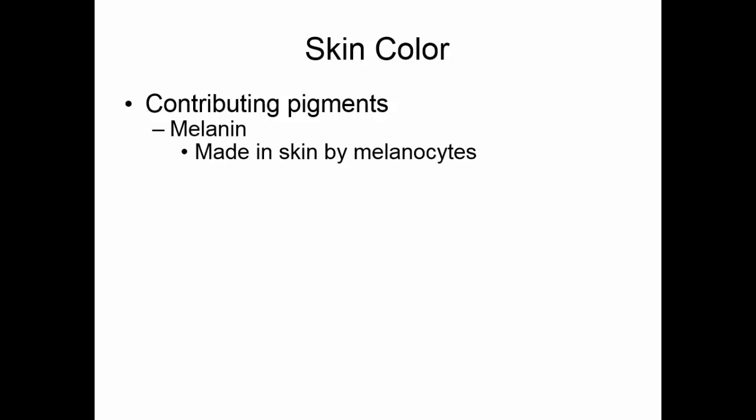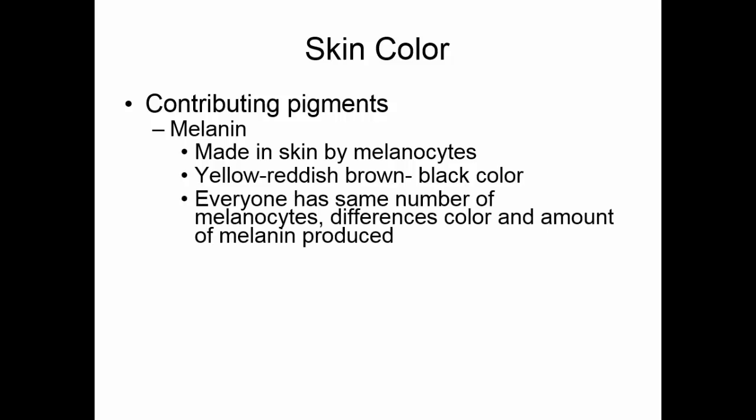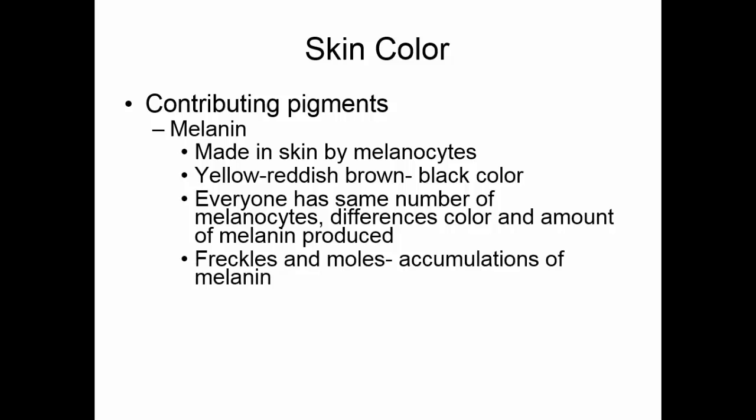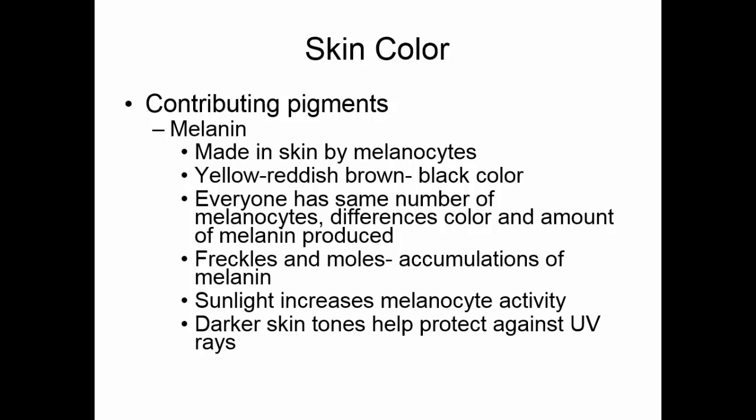There's a wide variety of skin color, and several things contribute to skin color. Melanin is made in the skin by the melanocytes. It runs from a yellow reddish brown to a black in color. Everyone has the same number of melanocytes, but there's differences in the color of the pigment they produce and the amount of melanin they produce, which is why we have so many shades of skin. Freckles and moles are simply areas where there's accumulations of melanin. Sunlight will increase melanocyte activity because the purpose of melanin is to protect the DNA in our nucleus from ultraviolet damage. Individuals with darker skin tones naturally have more protection against UV rays.